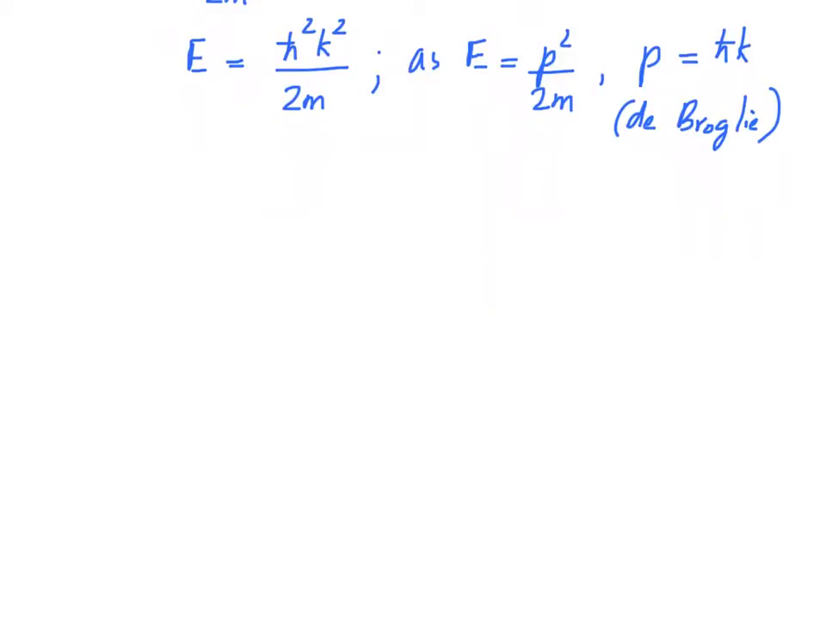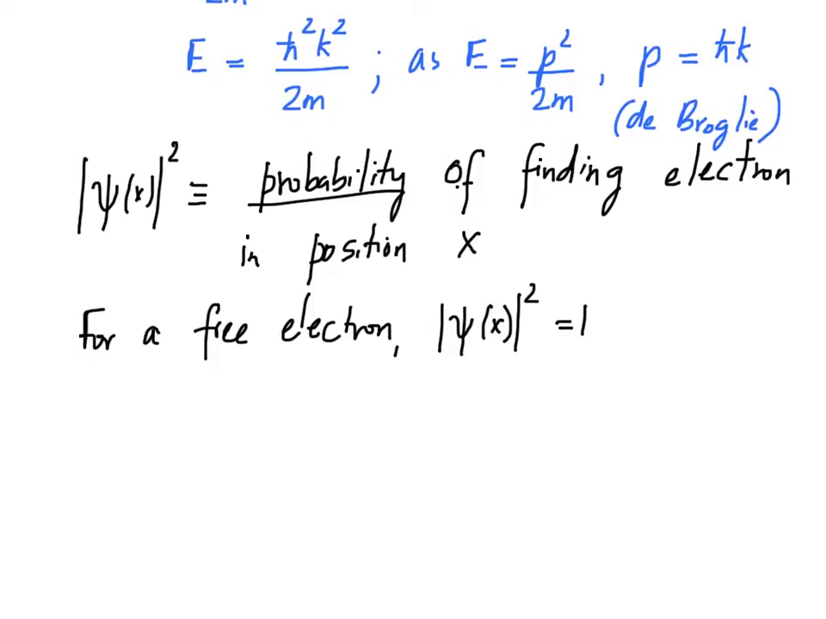In order to do that, we need to invoke another quantum mechanical principle, and that is that we can only talk about the probability of finding an electron at a particular position, and that probability is given by the modulo square of the wave function. So if the modulo square of the wave function is the probability of finding an electron at a position x, for our free electron, this probability is equal to 1, because the modulo square of e to the i kx is equal to 1.